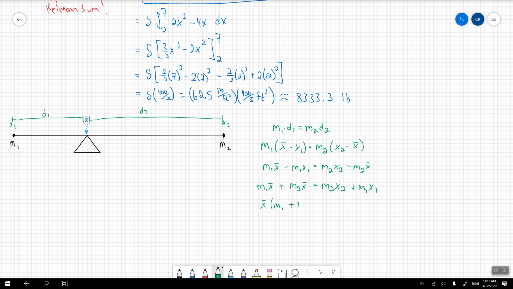And we have mass 1 plus mass 2 is equal to mass 2 times x2 plus mass 1 times x1. And we finally arrive at a conclusion. The conclusion being that x bar can be found by taking mass 2, multiplying it by x2, adding that to mass 1 multiplied by x1, and then dividing by mass 1 plus mass 2. Interesting. Now, I want you to just observe this for a minute.